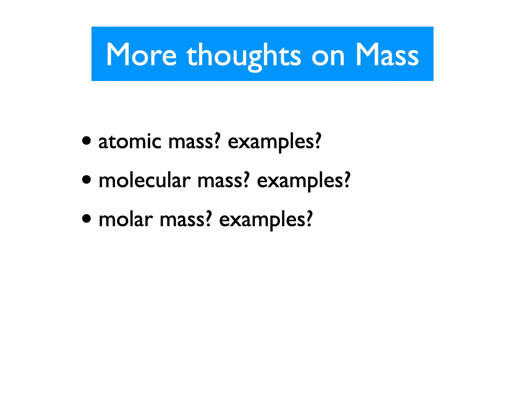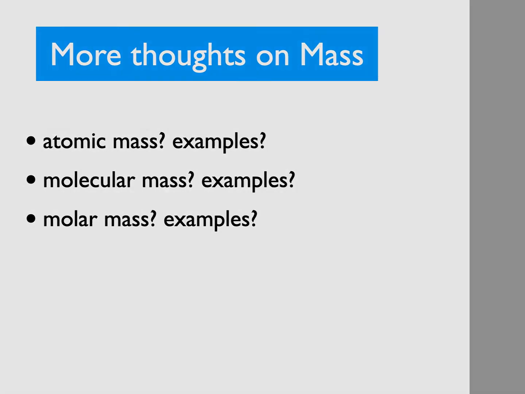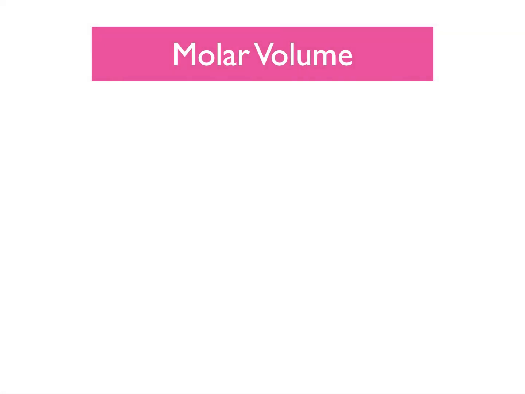So again, we'll do examples in class of this and make sure that you have a lot of practice doing those sorts of calculations. And finally, the third and final way that we could quantify things. We talked about volume for liquids like in the grocery store. Well, again, we can do that also for chemicals, for compounds and elements.